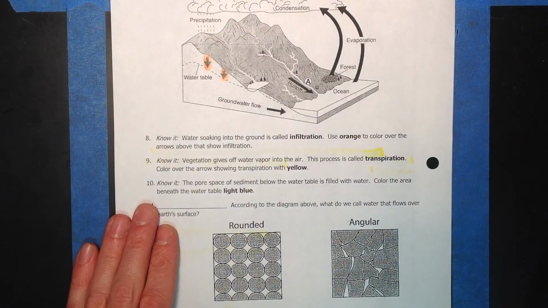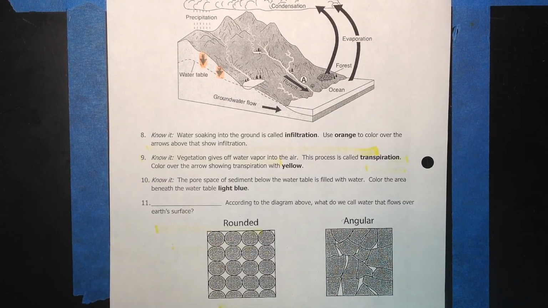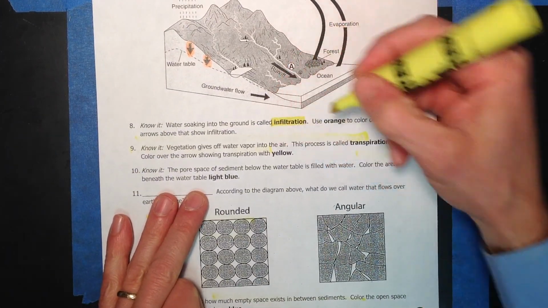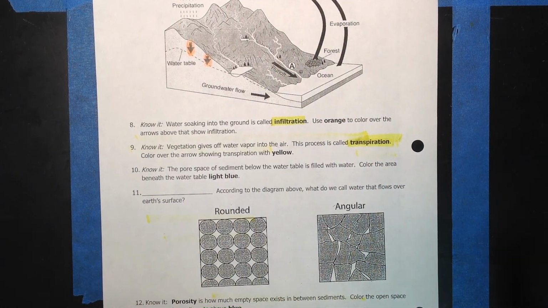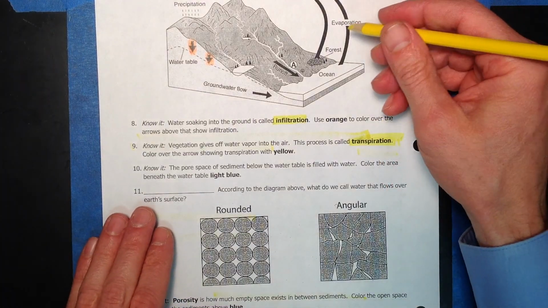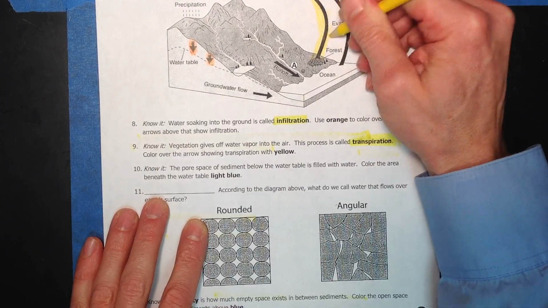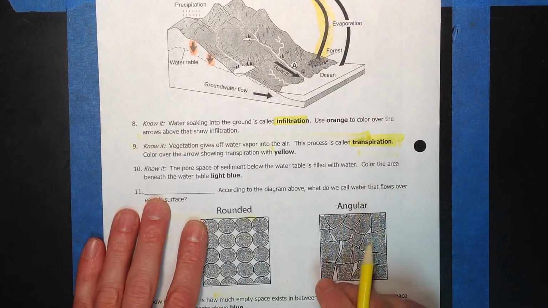9. Vegetation gives off water vapor into the air. This process is called transpiration. These are words that you want to know: infiltration, transpiration. Color over the arrow showing transpiration with yellow. It's this right here. This is showing transpiration as water vapor goes off from the forest into the air.